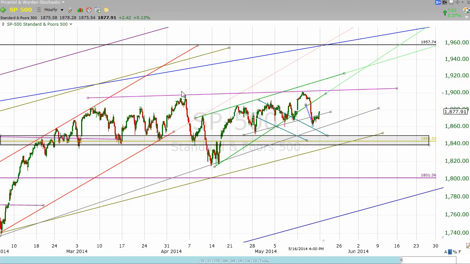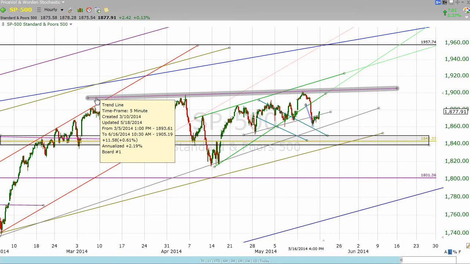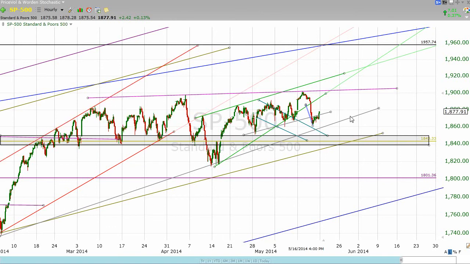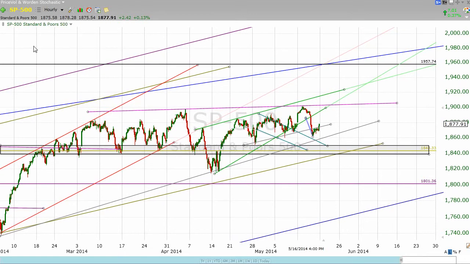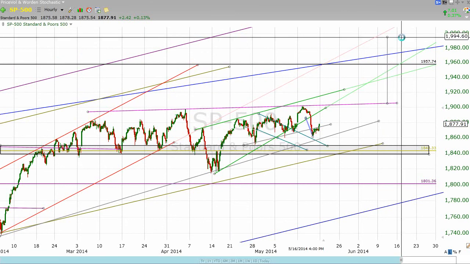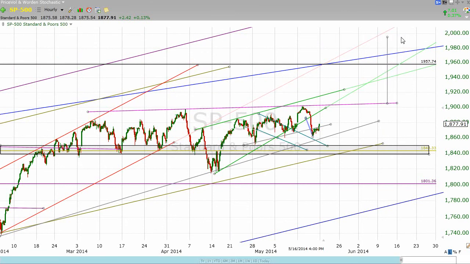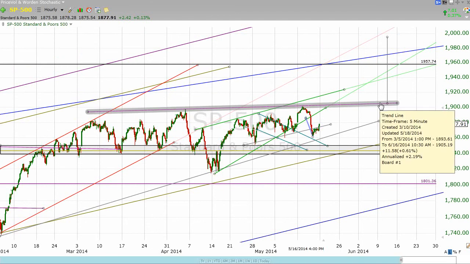Potentially call it a larger inverted head and shoulders pattern if you want to, with the left shoulder, a head, and then a right shoulder. And it's a little bit of a diamond pattern because we don't have that solid touch over here before the formation of that left shoulder. But if we were to rally up over this line, then we would measure the depth of this, and we actually end up with a more impressive target that would be close to 2,000. But we've got to get over that line.